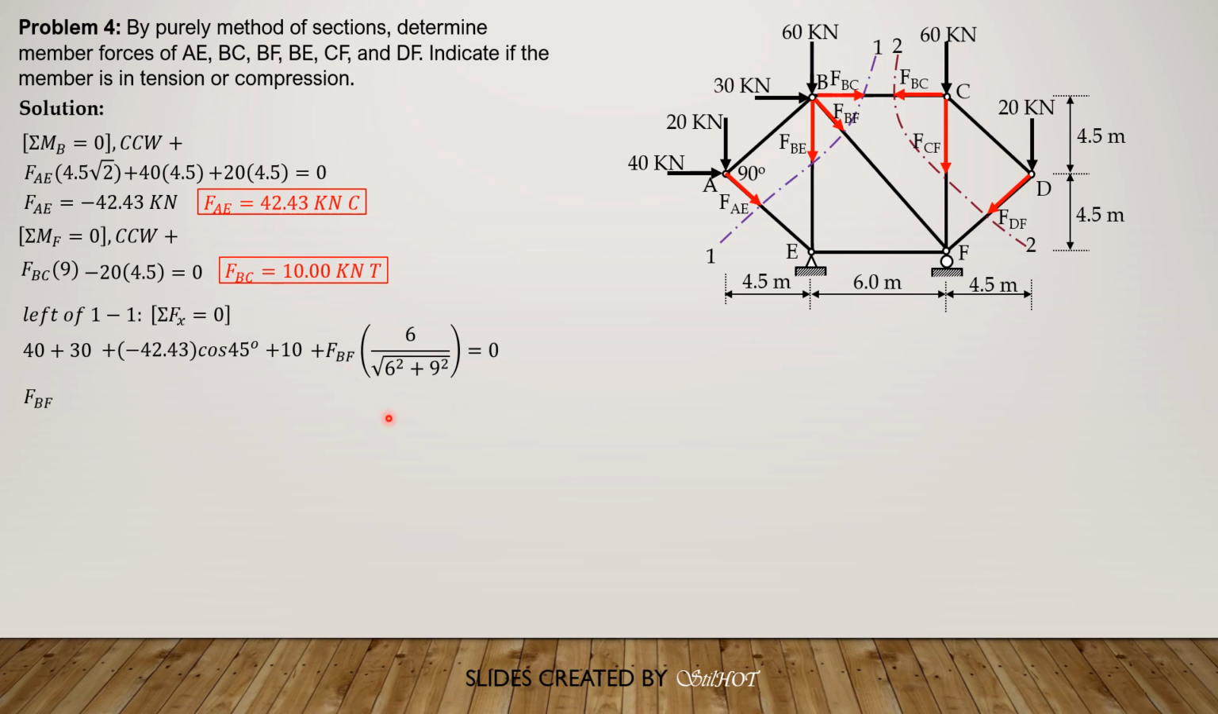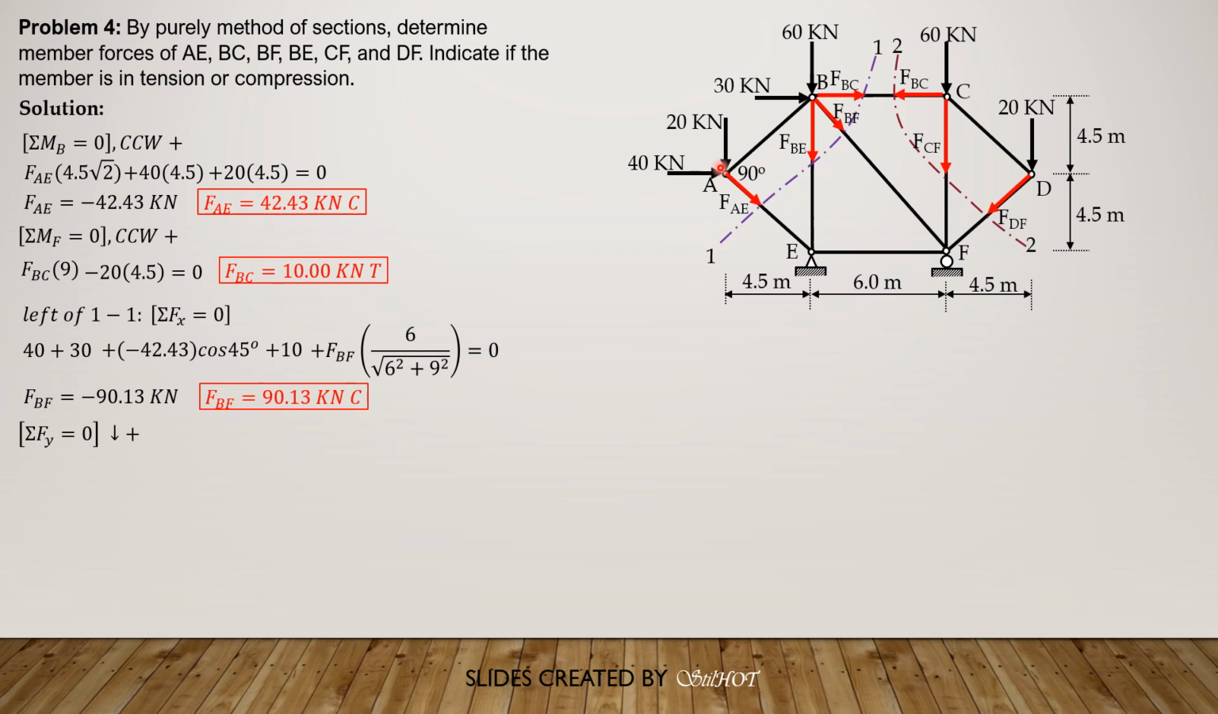So we can solve FBF. FBF is equal to negative 90.13 kilonewtons, or FBF is 90.13 kilonewtons compression. Then, summation forces Y equals 0. This time downward as positive because all the forces are downward.